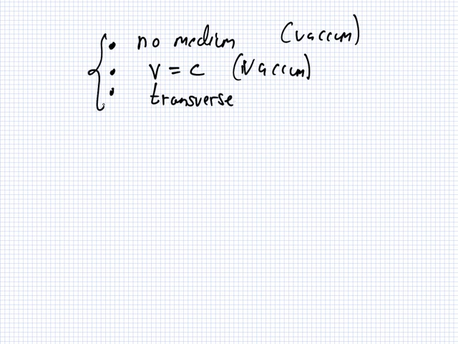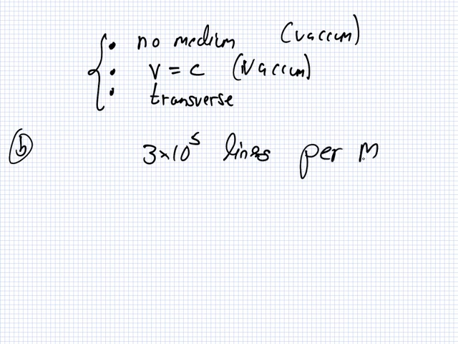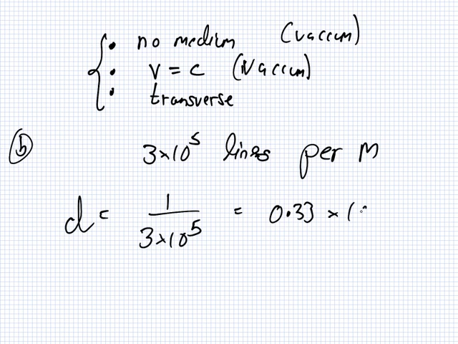Is that the end of part A? Yes. Okay, a diffraction grating has 3.3 times 10^5 lines per meter. Determine the line spacing. Lines per meter, so the small d is 1 over 3 times 10 to the 5, which would be about 0.33 times 10 to the minus 5, which would be 3.33 micrometers.